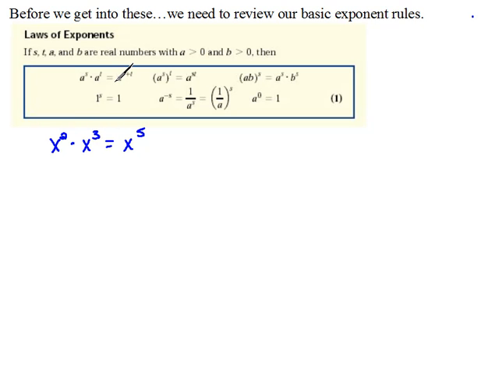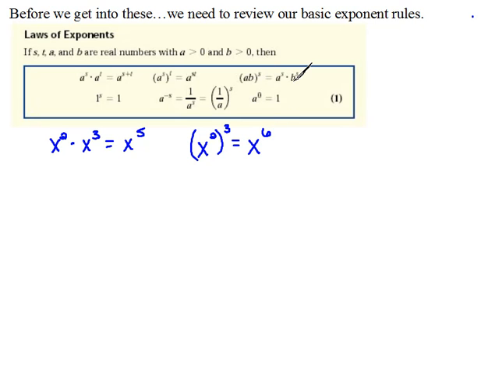That's what that's saying. This next one says a to the s raised to the t power equals a to the st. Again, an example of that would be like saying x squared cubed would be the same thing as saying x to the sixth. Power to power, you would multiply those powers.